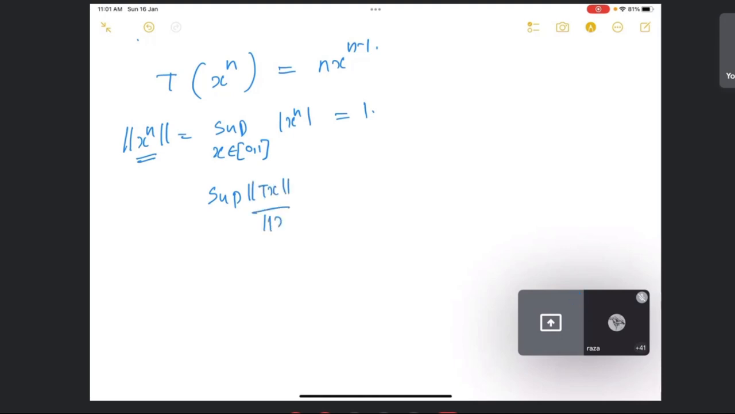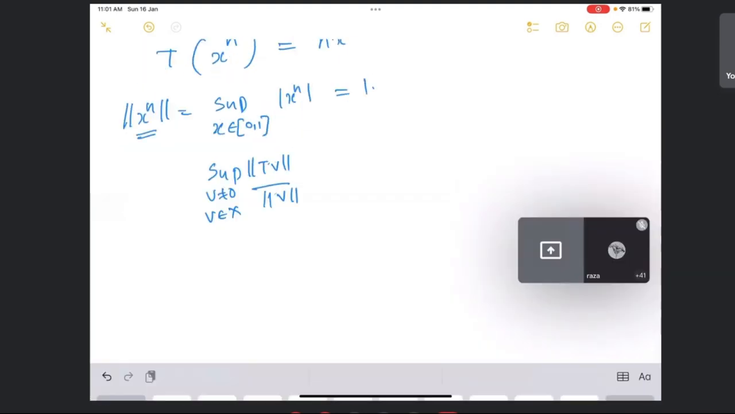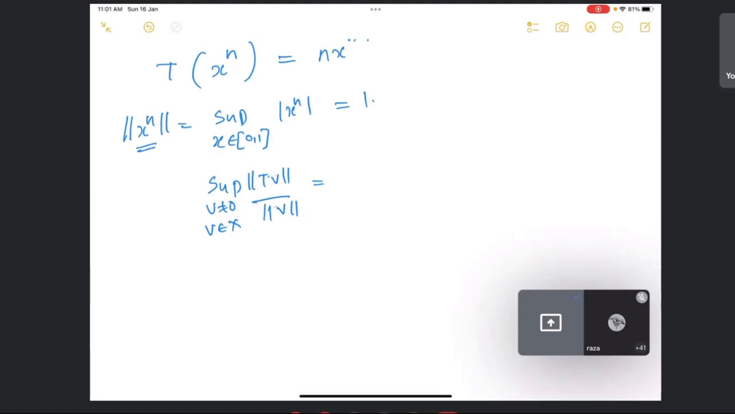So this polynomial x^n has norm 1, and if you put that in this expression, supremum of norm Tx by norm x. I am taking v here, an element from the norm space. So supremum over v not equal to 0, v belongs to X. If you put v equal to x^n, then this supremum will be greater than or equal to norm of T of x^n divided by norm of x^n, and T of x^n is nothing but n x^(n-1), divided by its norm, which is 1.